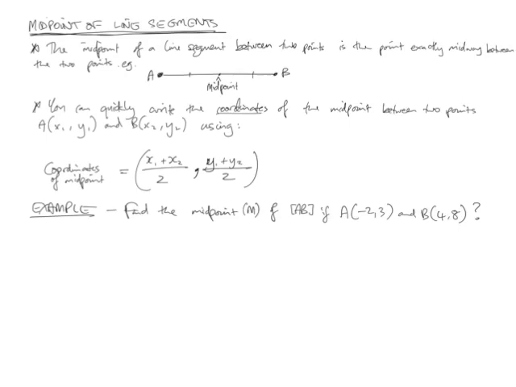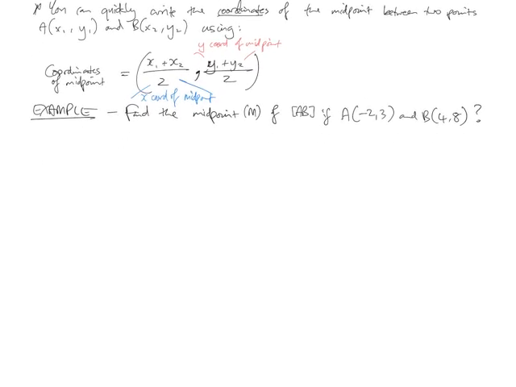So that is the x-coord of the midpoint here. And then this y1, so the y-coordinate of the first point, add the y-coordinate of the second point, divide that answer by 2, and you will get the y-coordinate of the midpoint. So it doesn't tell you the distance or anything, it just tells you the coordinates of the midpoint. So let's run an example here.